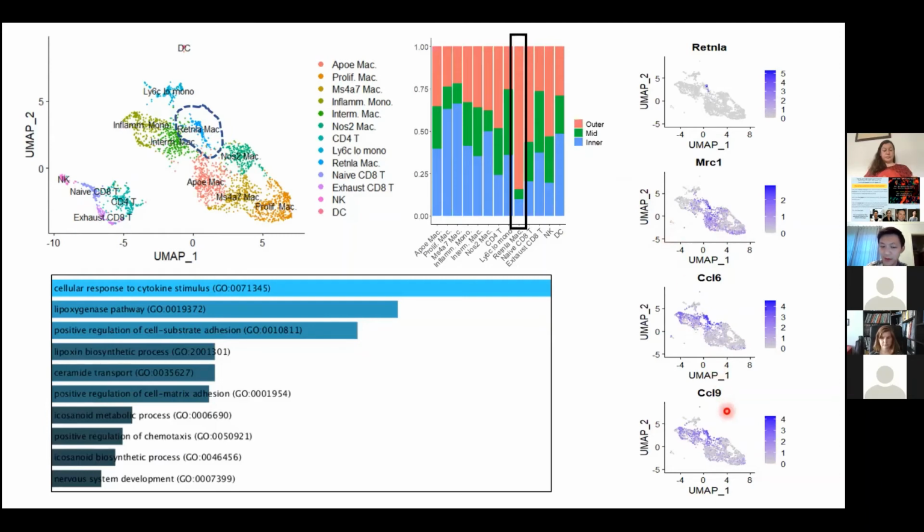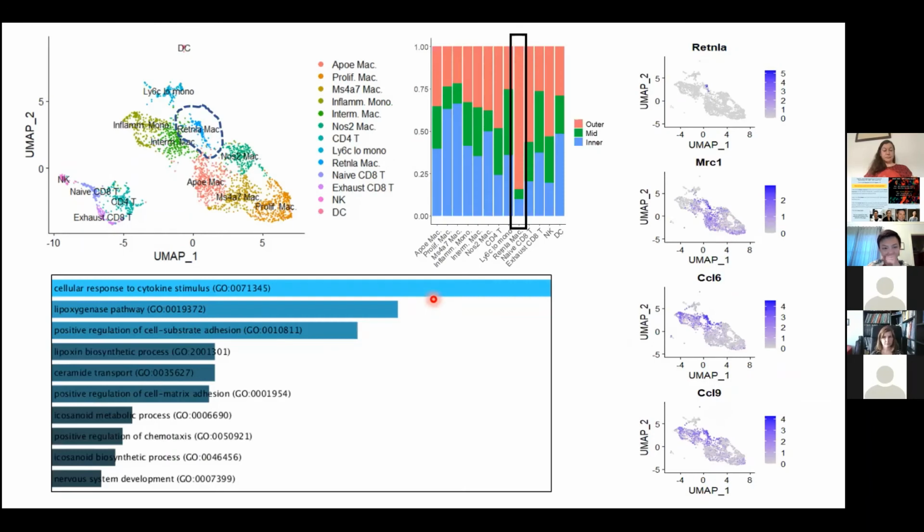And another interesting thing about this retnla population is there is this high expression of these signaling molecules CCL6 and CCL9, amongst other genes. So we're following up on the expression profile here to find ways to mark this population by flow cytometry in the future to do better quantification, and then potentially ways to deplete this population as well.